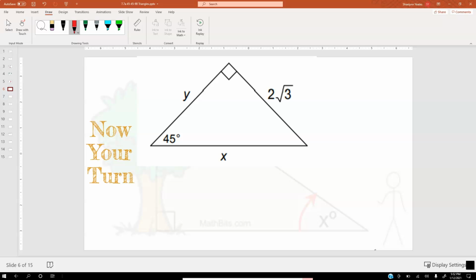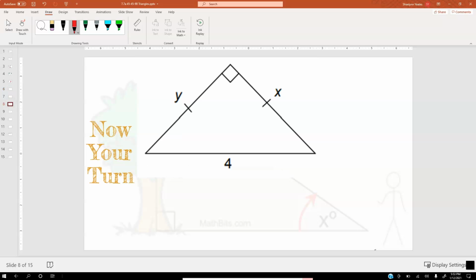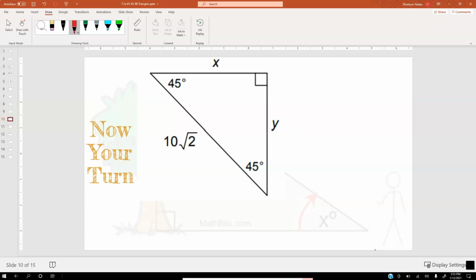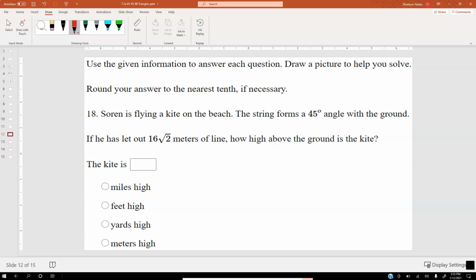Okay, so now I want you to go ahead and try this one. You've got to find y and x. After that, I want you to go ahead and try it again here. You're given 4, and I want you to find x and y. Then here, you're given 10 square root 2 for the hypotenuse, and I want you to find x and y. Then we will meet back together at this word problem. All right?